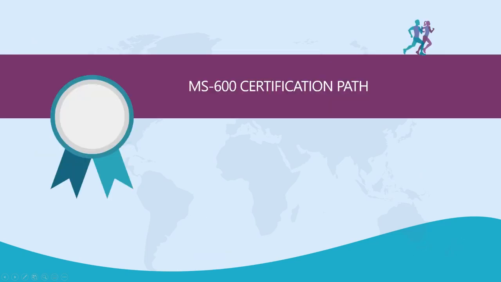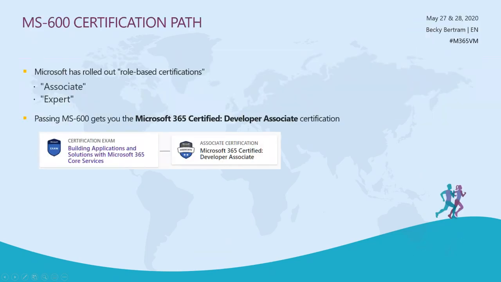All right, so let's talk about the MS 600 certification path. First of all, with the new role-based certifications that Microsoft has rolled out, we now have this concept of an associate and an expert. To get the Microsoft 365 Certified Developer Associate certification, all you have to do is pass this exam. So you pass MS 600, you get the Developer Associate, and that's it.